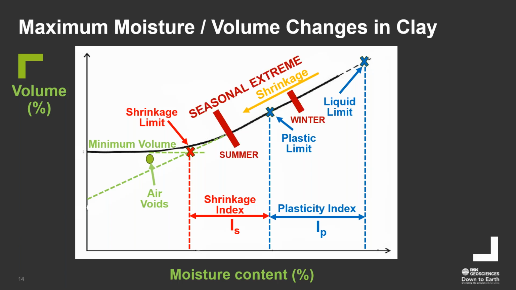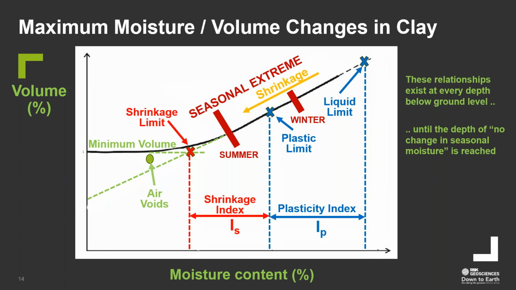And I suppose that what we're really trying to do here is predict whereabouts we will go with the summer figure between that plastic limit and the shrinkage limit. And again, these relationships exist at different depths throughout the soil profile. So you could get the same relationships all the way down the soil profile, at a meter, at 2 meters, at 4 meters, etc., until you get to that depth of no seasonal variation in the moisture.